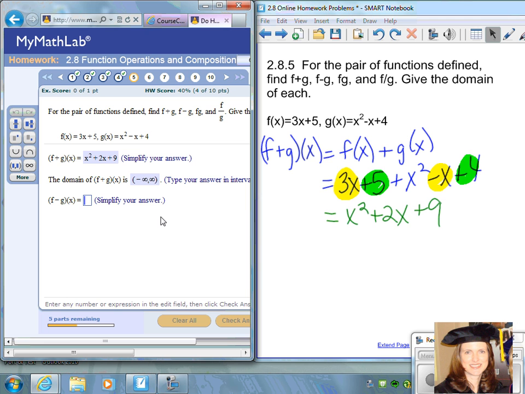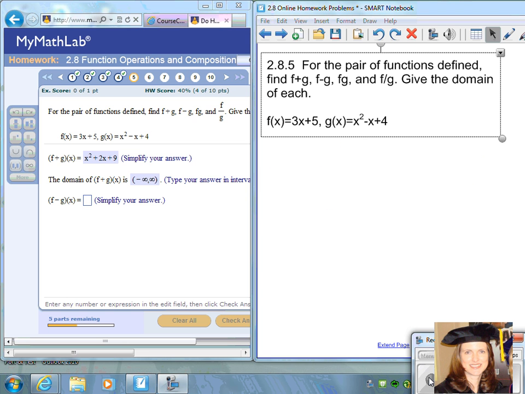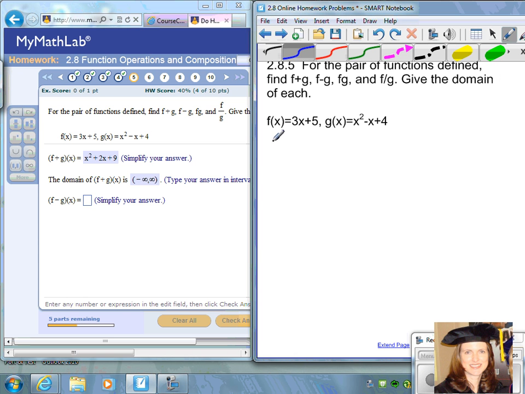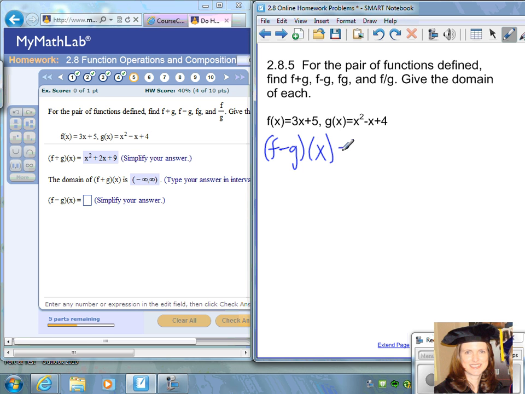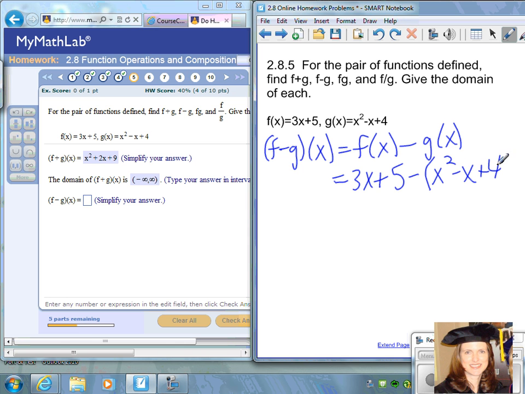Okay, the second part is to find f minus g of x. F minus g of x is the f of x function minus the g of x function. When you substitute in the f of x function, you get 3x plus 5, and substitute the g of x function, I'm going to put this in parentheses, minus the entire g of x function, x squared minus x plus 4.